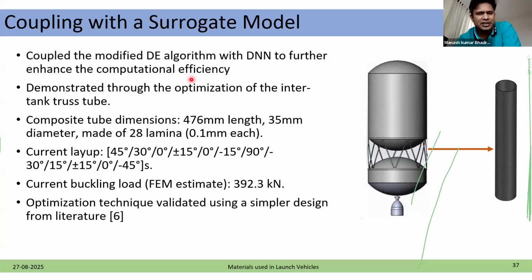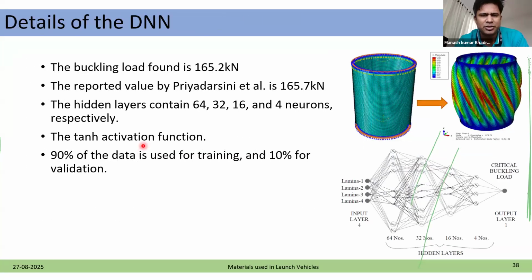Because this laminate has 28 layers, this whole method is first demonstrated with a smaller cylinder, smaller in terms of having a lesser number of layers. This concept has been demonstrated on a cylinder given in a research paper, where there are only 8 layers, and because of symmetry, only 4 design variables. For that, a neural network was made with all tanh activation functions, and it has 4 input nodes and 1 output node. The output represents the critical buckling load. The hidden layers have 20, 64, 32, 16, and 4 nodes respectively.